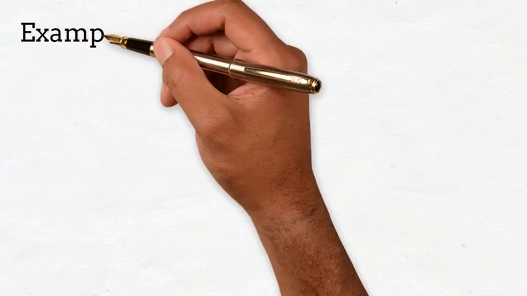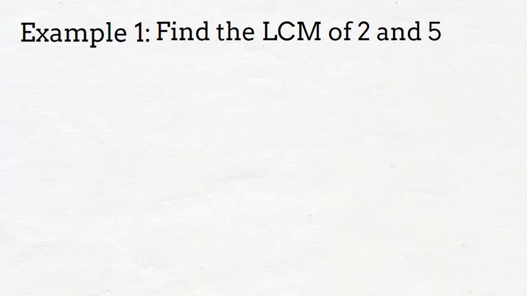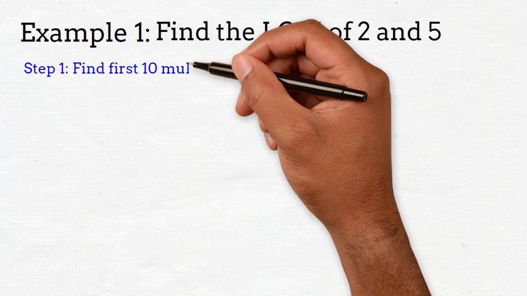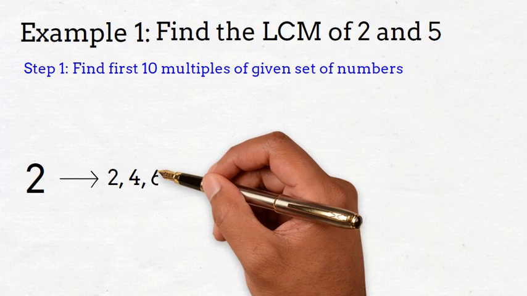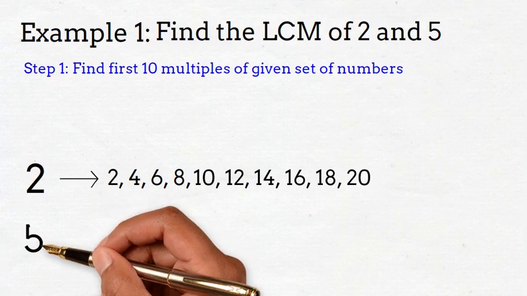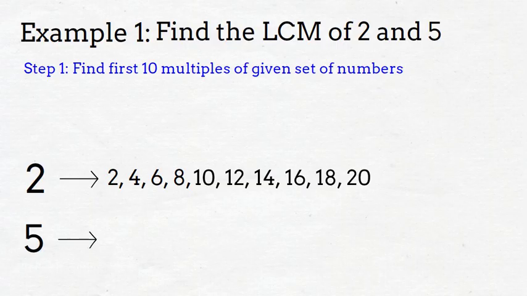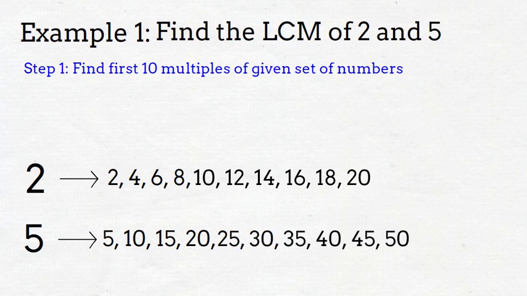Let's work through our first example. Here we need to find the lowest common multiple of 2 and 5. First, we start by finding the first 10 multiples of each number. Let's start with the multiples of number 2. They are 2, 4, 6, 8, and so on. Next, we will find the first 10 multiples of 5. They are 5, 10, 15, 20, and so on.